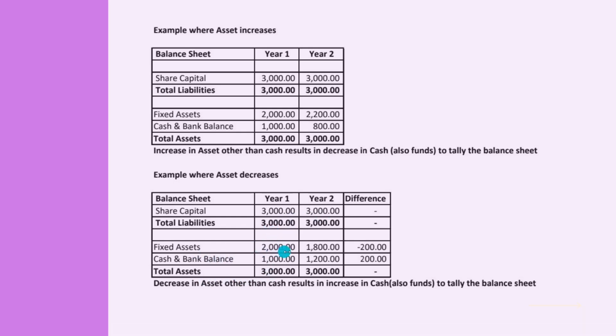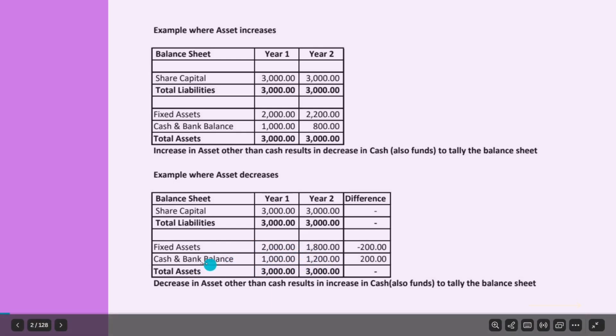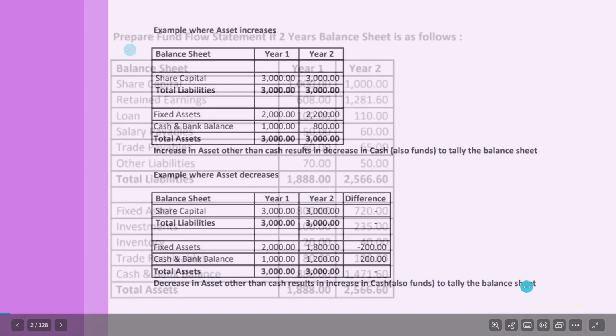In year 2 fixed asset decreases by 200, that is it becomes 1800, and to tally the balance sheet we have to increase cash and bank balance by 200, and hence it becomes 1200. So one asset decreases, and to tally the balance sheet we have to increase another asset by 200, that is cash and bank balance. A decrease in an asset other than cash results in an increase in cash, also called funds in the fund flow statement, to tally the balance sheet.